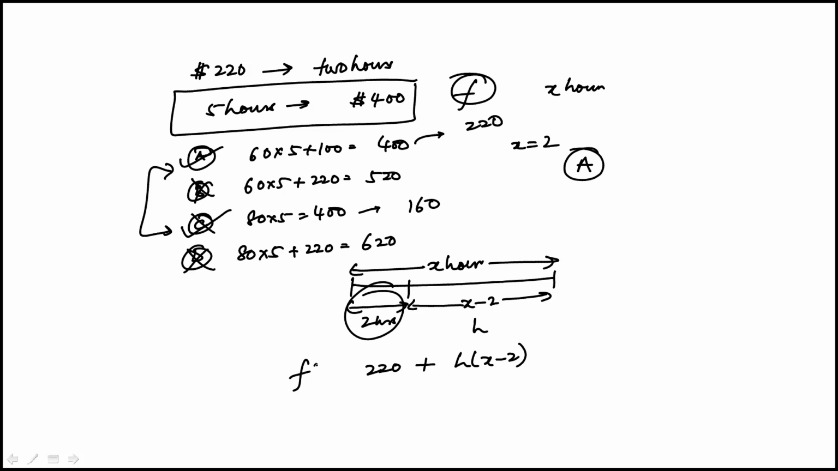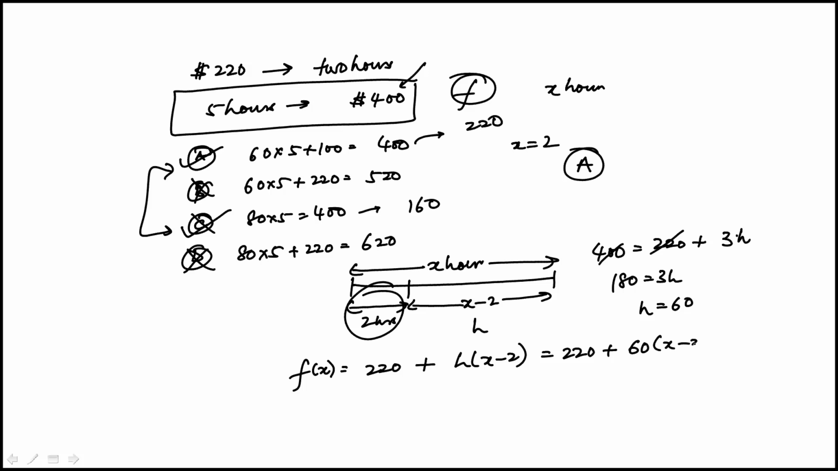That's the function. And now I need to figure out h for this condition that I'm given, that it's 400 for a 5-hour job. So that would be 220 plus the remaining 3 hours times the hourly rate. And that would give you h, which is 60. So the resulting function is this.